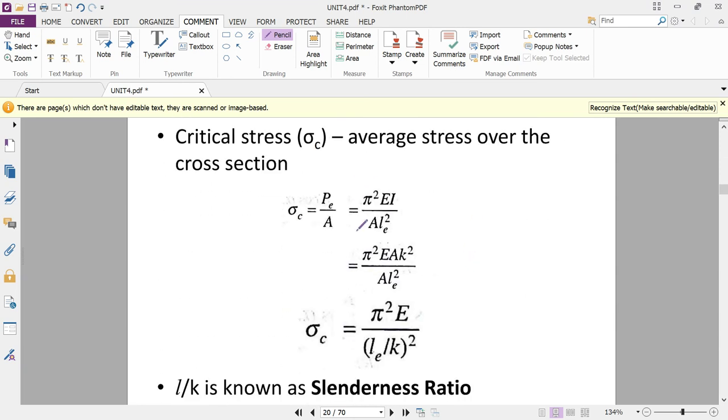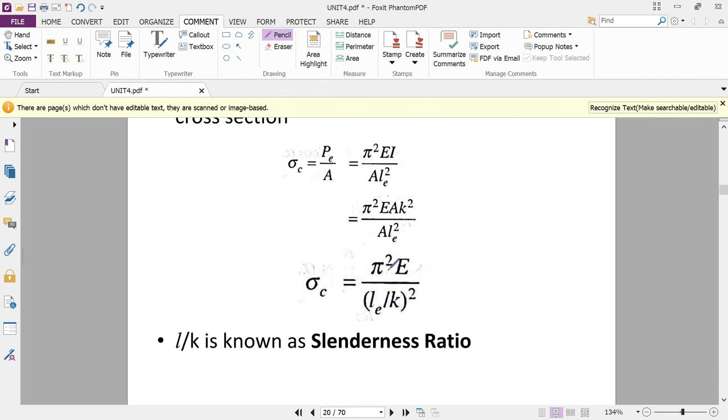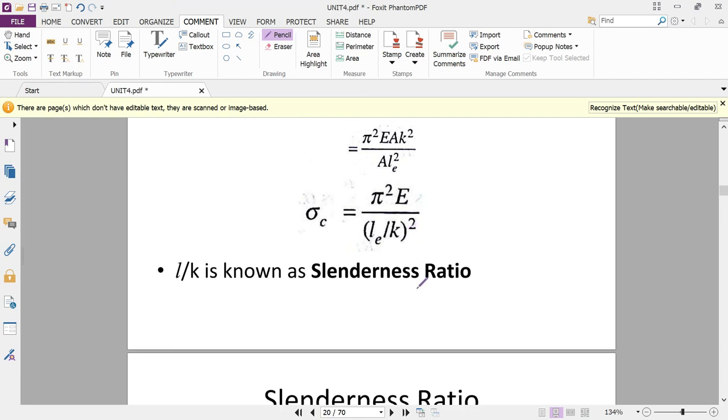This is the critical stress. We can also calculate the critical stress. So this formula is pi square E divided by (L effective by K) square. This L by K is most commonly called the slenderness ratio.